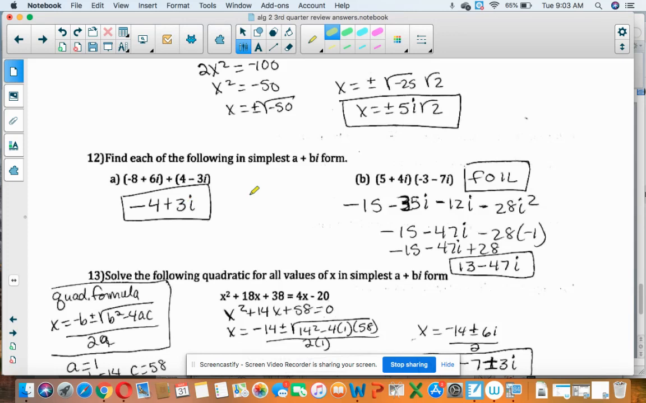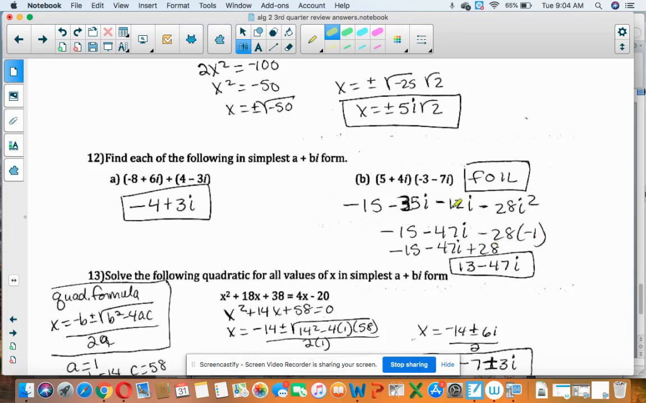Done. B, I'm multiplying, so you do have to FOIL. 5 times negative 3 is negative 15. 5 times negative 7i is negative 35i. 4i times negative 3 is negative 12i. 4i times negative 7i is negative 28i squared. Now, if you remember, i squared is actually equal to negative 1. So this is negative 28 times negative 1, which is positive 28.